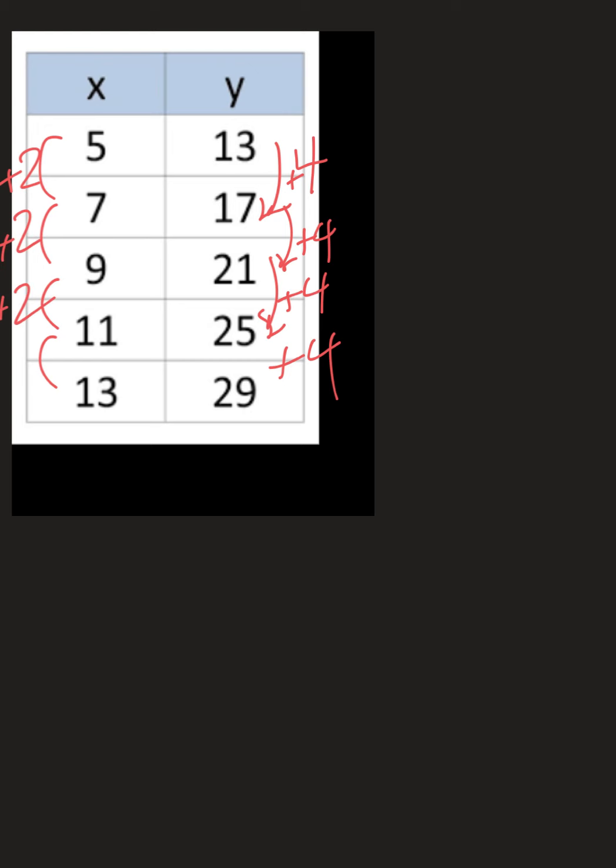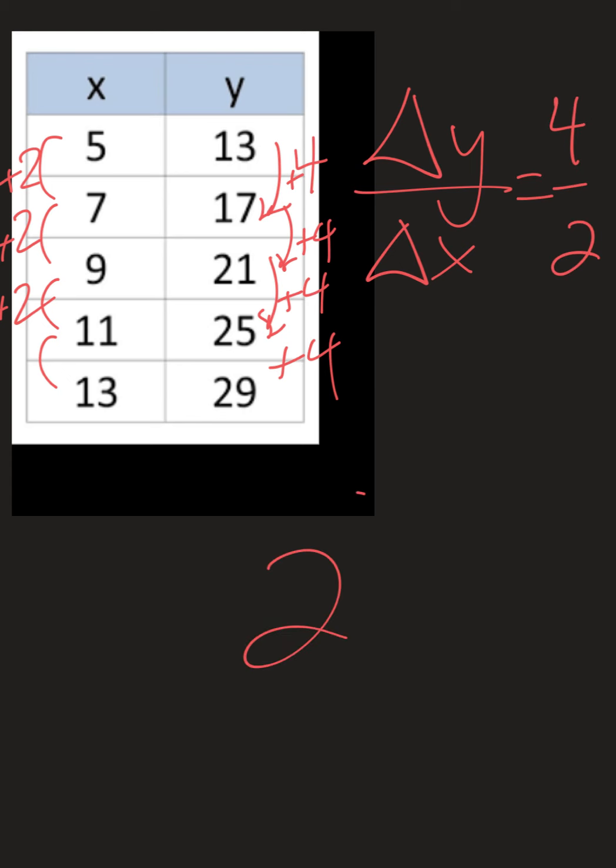So I put change in y over change in x. So y changes by plus 4. X changes by plus 2. So that means we have a rate of change of 2.